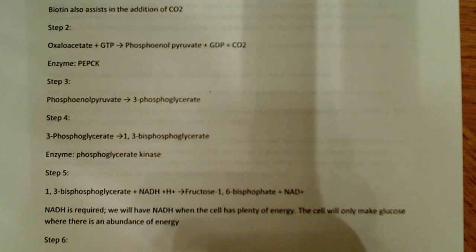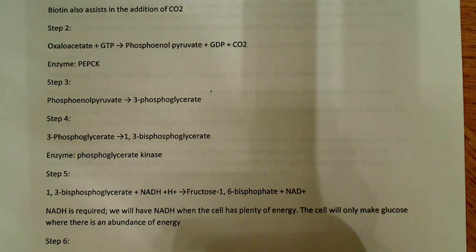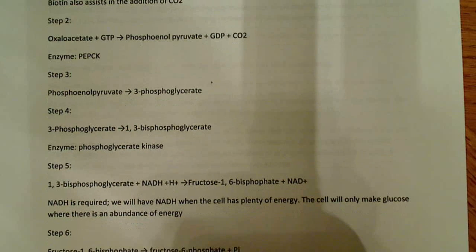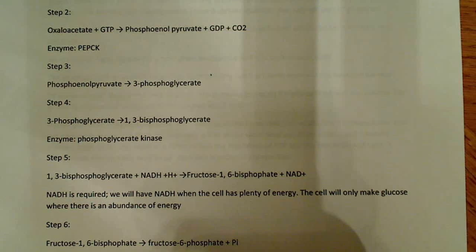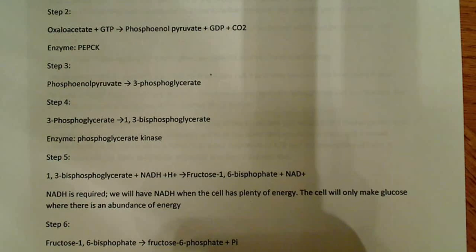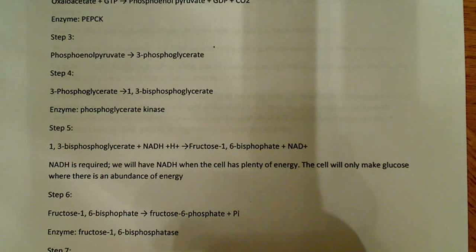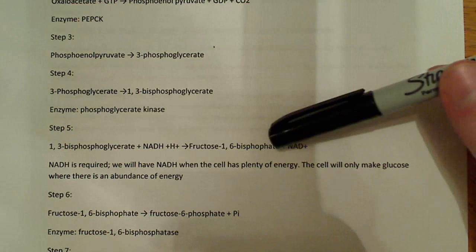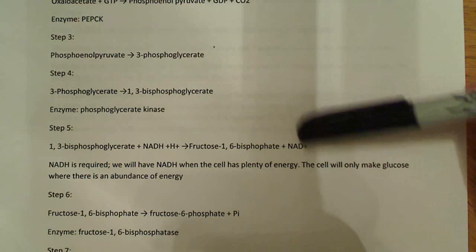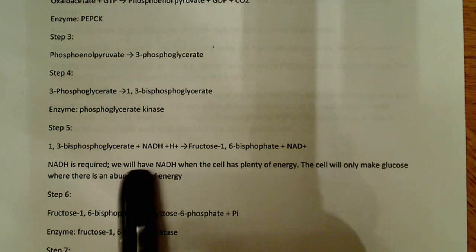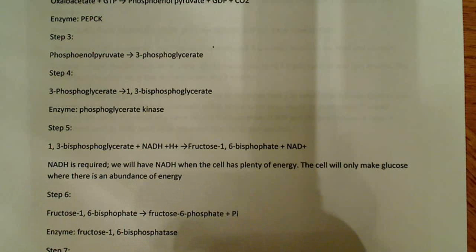Now, moving on to step 3, this is where things start to look a little bit more like glycolysis. Phosphoenolpyruvate is converted into 3-phosphoglycerate. In step 4, 3-phosphoglycerate becomes 1,3-bisphosphoglycerate, and the enzyme there is phosphoglycerate kinase. Step 5, we have 1,3-bisphosphoglycerate plus NADH plus H+ gives us fructose 1,6-bisphosphate, remember the first unique product of glycolysis, plus NAD+. So take a look at this. Look, we need NADH. And under what conditions is NADH found?